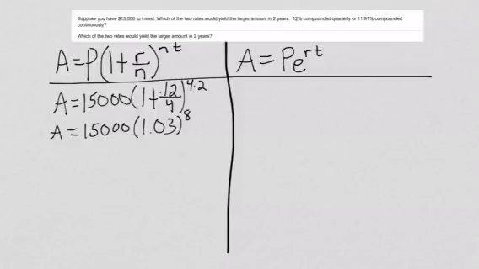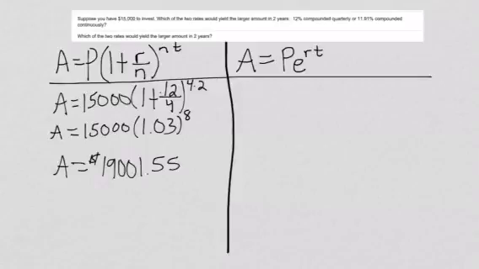Now I'm just going to evaluate this out. And again, remember, because you're talking about money, you always want to make sure you round to the nearest cent. So do 1.03 to the 8th power, and then multiply that by the 15,000. And that's going to give us a total of $19,001.55. So that's how much money we would have if we did the 12% compounded quarterly for 2 years.